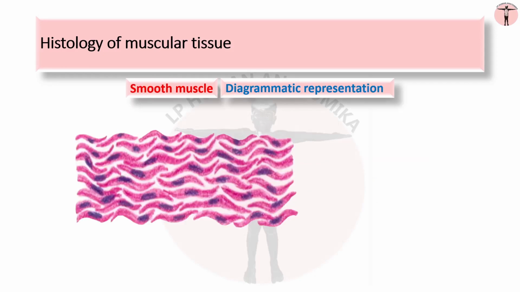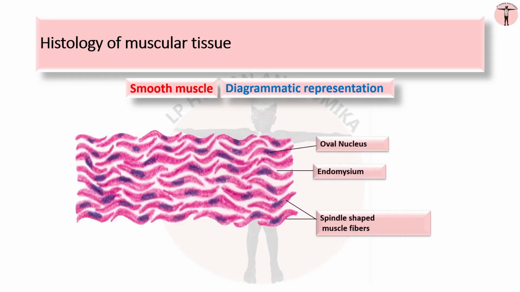Now let us see the features which have to be identified in the sections under the microscope. This is the diagrammatic representation of the longitudinal section of smooth muscle. The features to be identified are spindle-shaped muscle fibers, oval nucleus in the center of the cell, and endomysium surrounding the muscle cell. Overlapping of the narrow edges over the central part of adjacent muscle fibers can be observed.